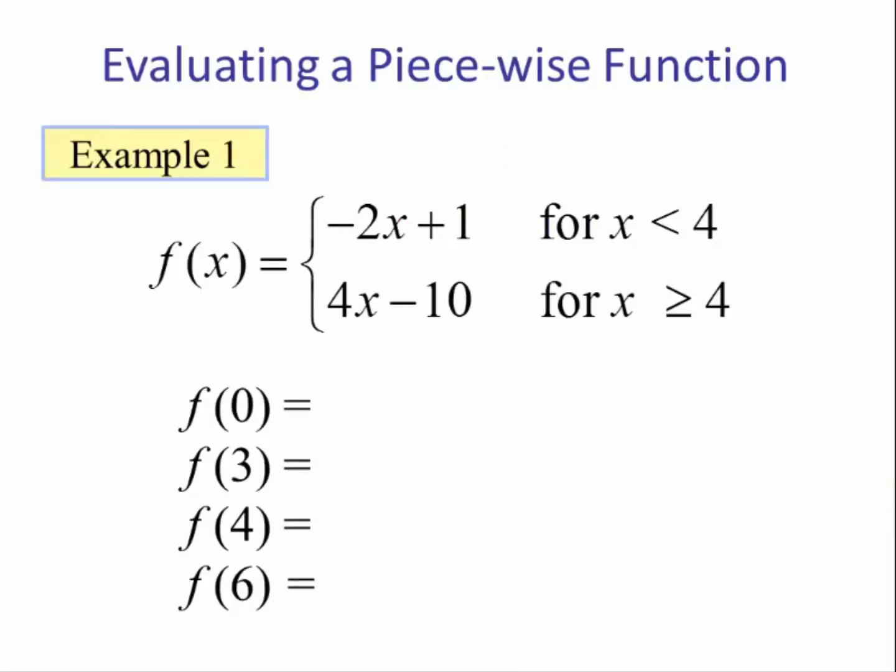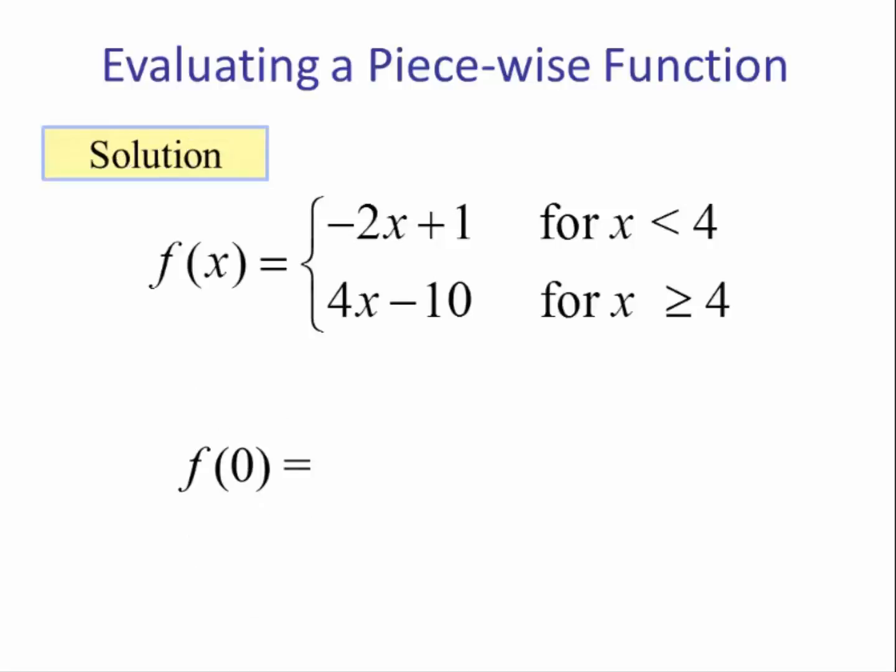Example 1. f of x equals negative 2x plus 1 for x less than 4, and 4x minus 10 when x is greater than or equal to 4. We want to evaluate these numbers. Solution. So when x is 0, we want to find what is the value of the function. So when x is 0, this tells me to use this function because 0 is less than 4, so I use this part of the function.